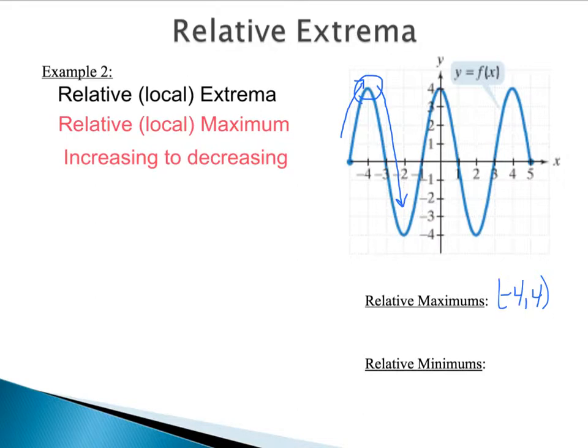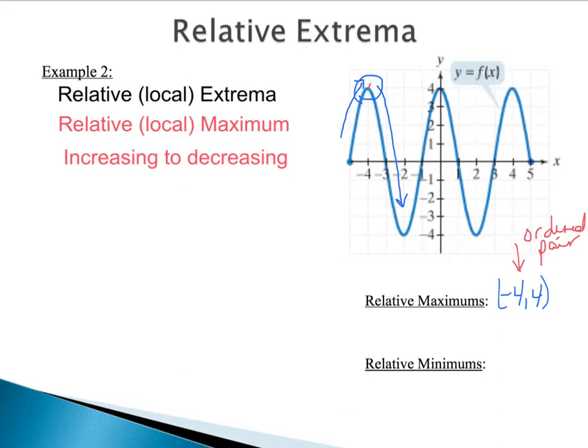Now, this is also where it can get confusing because here, this is an ordered pair, not interval notation. So -4, 4 is the actual point right here on the graph that would be considered a relative maximum. Let's see if we have any other relative maximums, because like I said, there can be more than one.